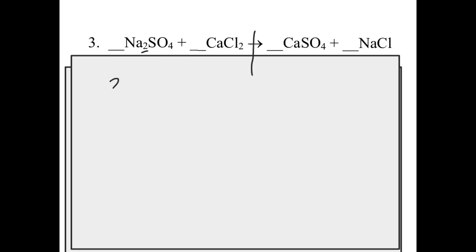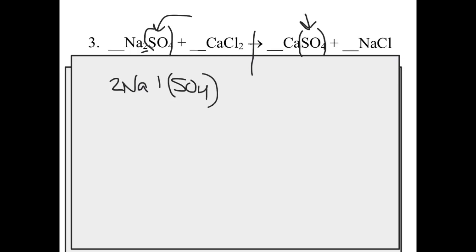We have 2 sodiums. And if you look at SO4, if you remember, SO4 is a polyatomic ion. So when I deal with polyatomic ions and they're on both sides of the equation, I like to keep them all together, stuck together. So that means I have 1 SO4 on the reactant side. Also, I have 1 calcium and 2 chlorine. Okay, so we break that in half.